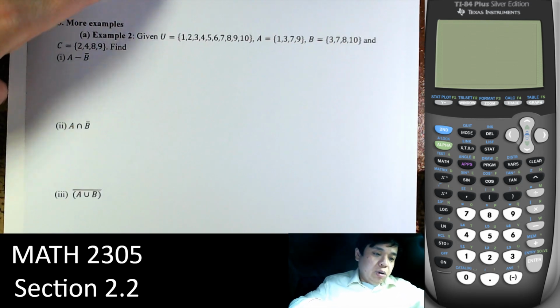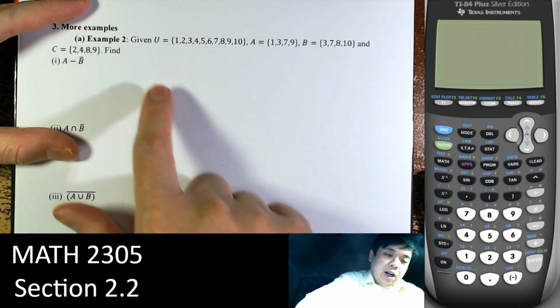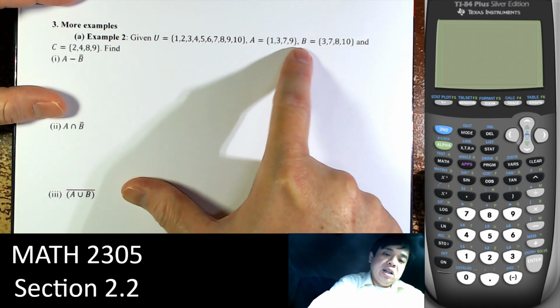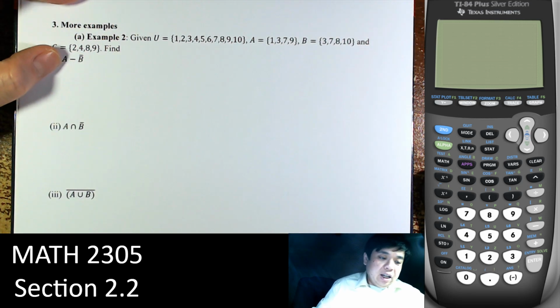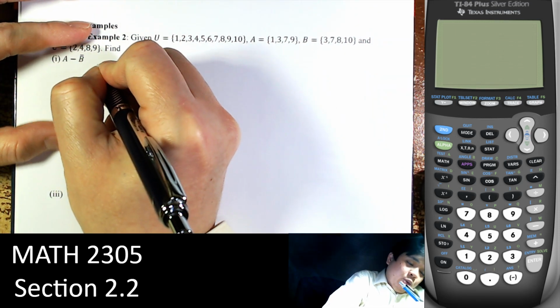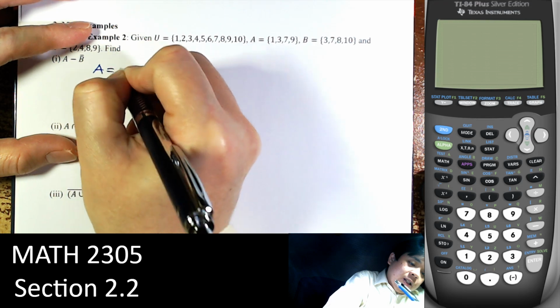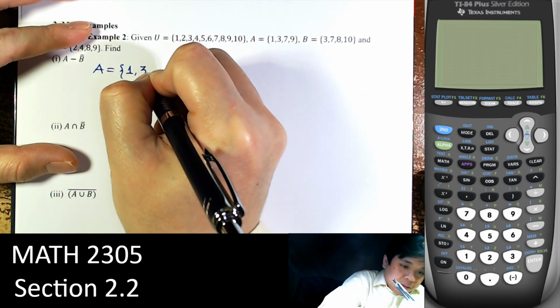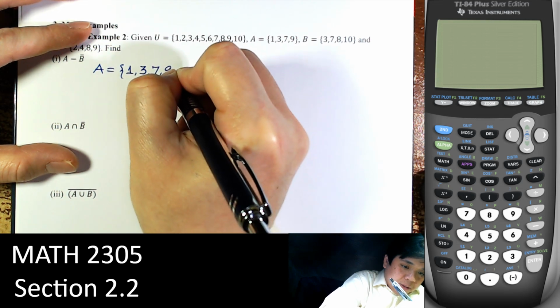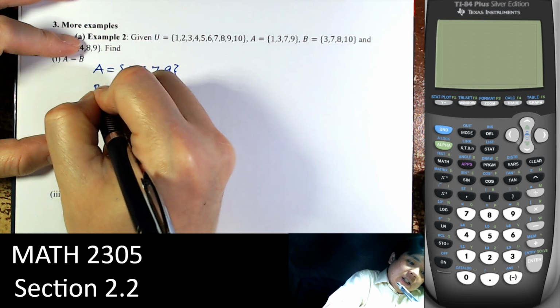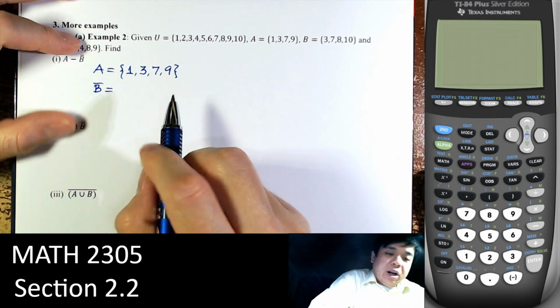Now we go to more examples here. If U is the set from 1 to 10, A is 1, 3, 7, 9, B is that, and C is that. Find A, the difference of A minus not B. So first we find not B first. Or if we want to write, A is 1, 3, 7, 9. And then not B. So what is not B?